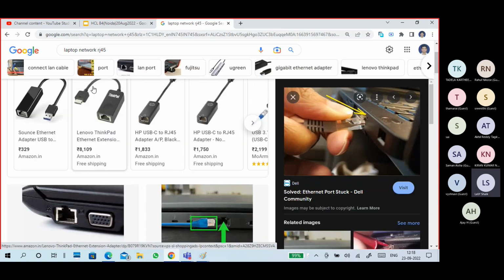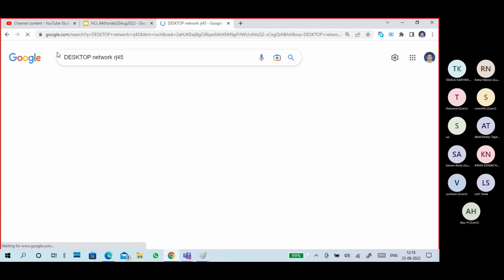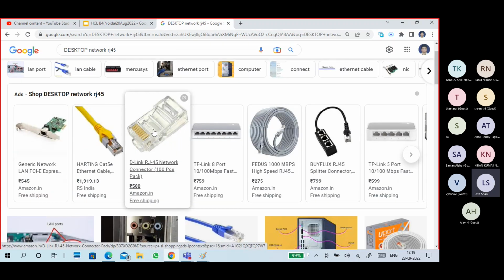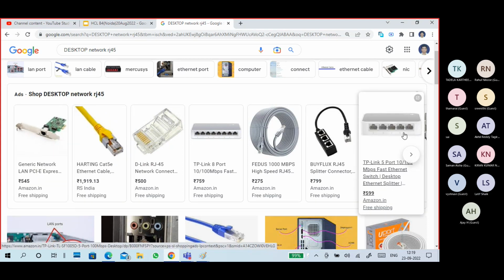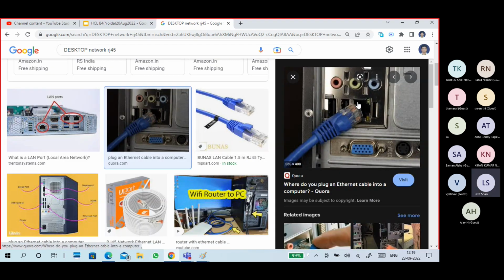This is a laptop, so you can go to a desktop also. This is an RJ45 plug. This is the cable. This is the NIC. This is a small hub, a switch. It is written switch; it is a switched connection. At our PC backside, we have an RJ45 connector.